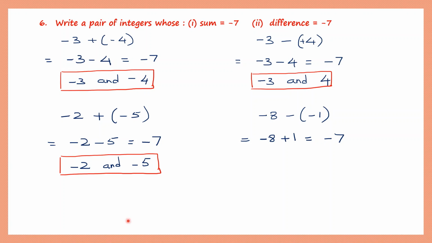So what are the integers that we used? Minus 8, minus 1. So let's write that down. Minus 8 and minus 1. These are another pair of integers that will give you minus 7 when you subtract them. So children, like this, there are many more combinations that can give you a difference of minus 7.